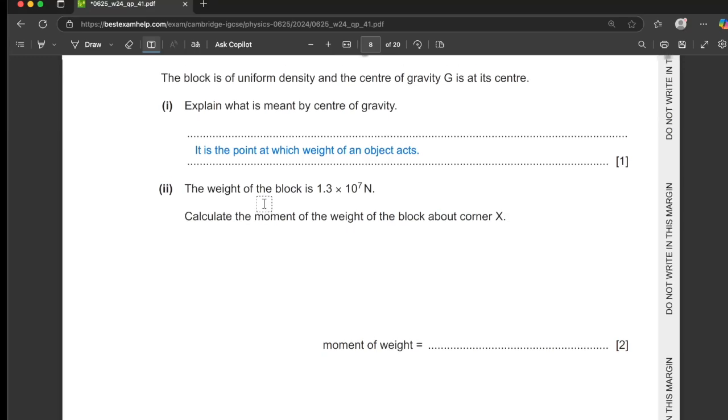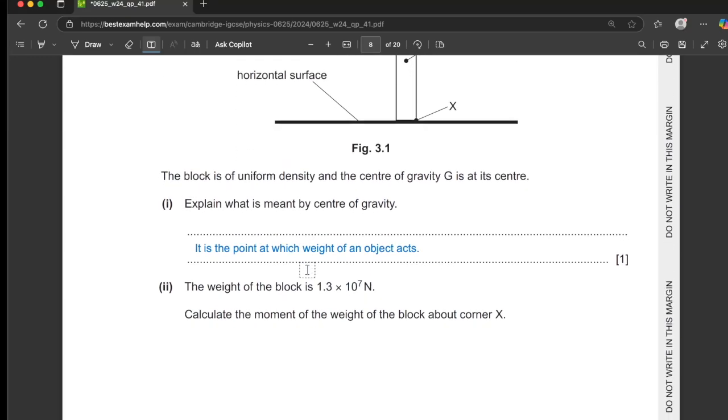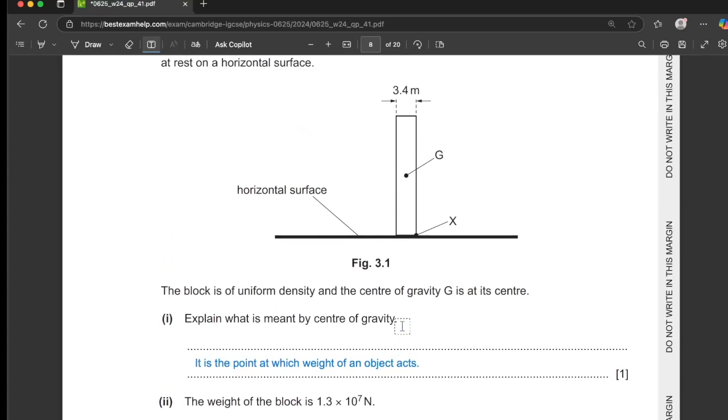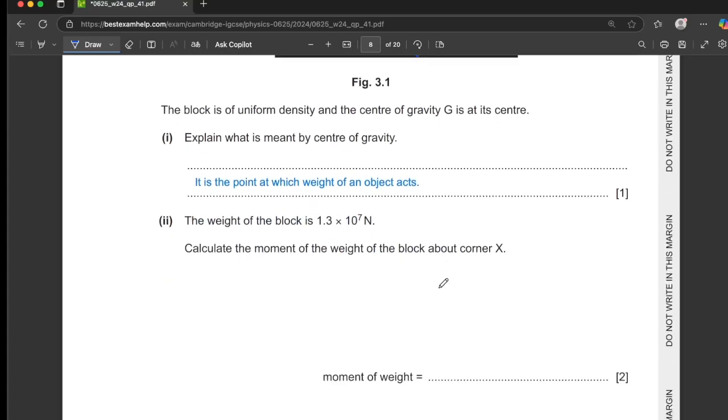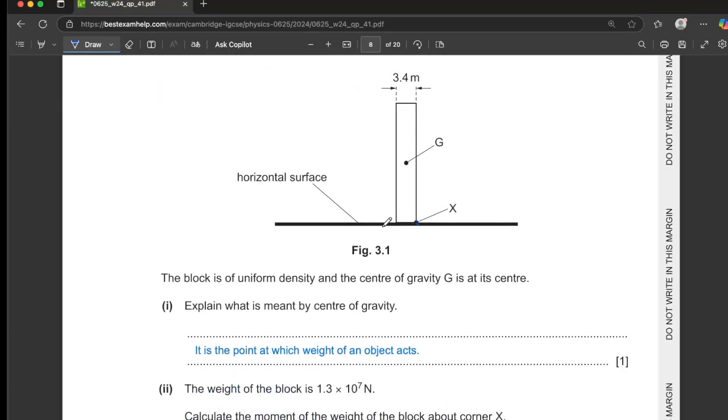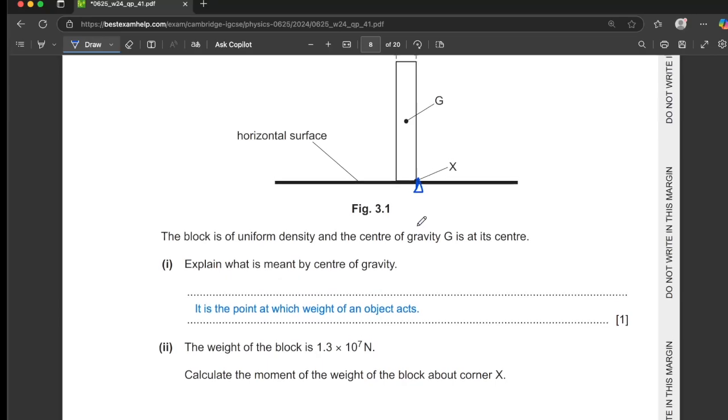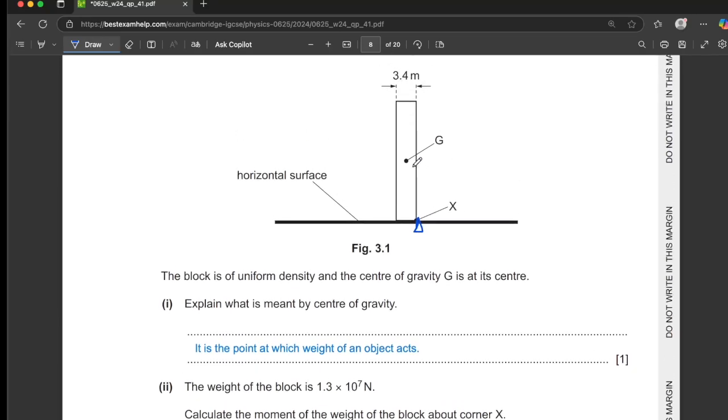So 2, the weight of the block is 1.3 times 10 to the power 7 newtons. Calculate the moment of the weight of the block about the corner x. So this here is corner x. So we can do something about the weight moment. This is the pivot, right? Because it is about x. So where is the force? The force is right here, gravity is acting here.